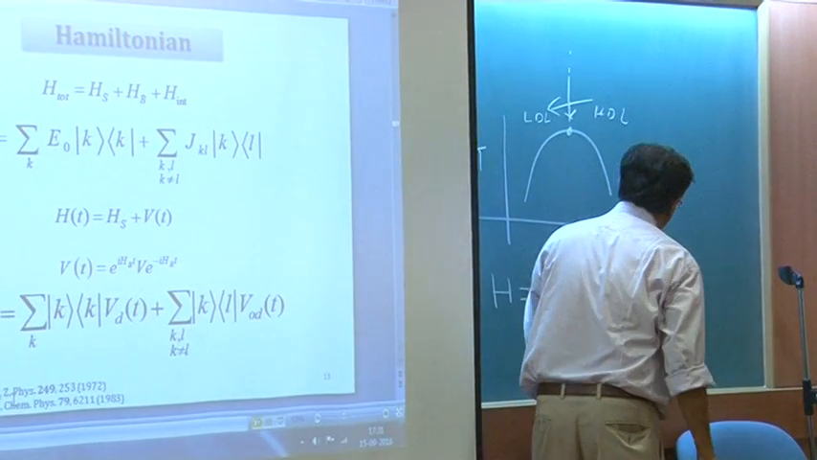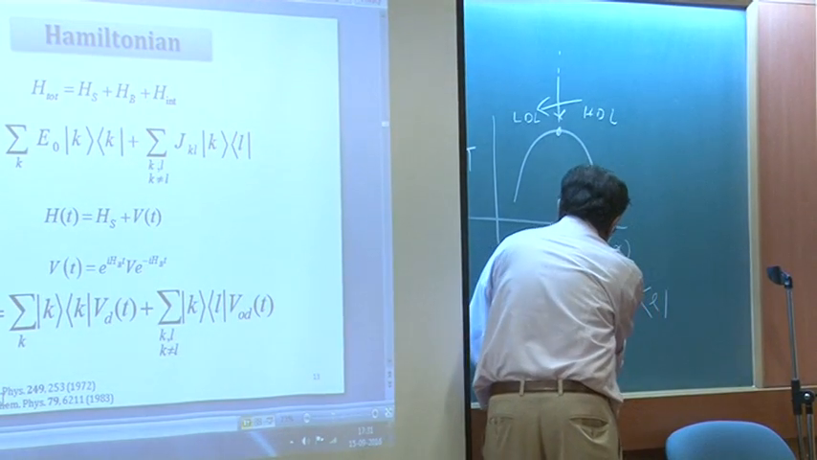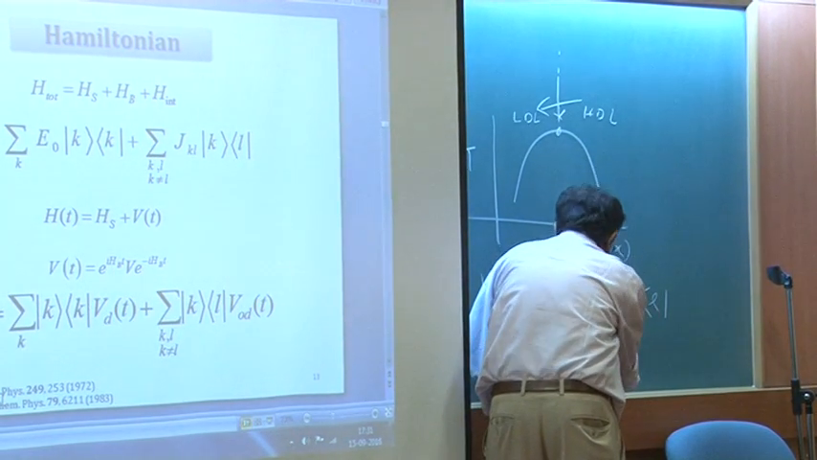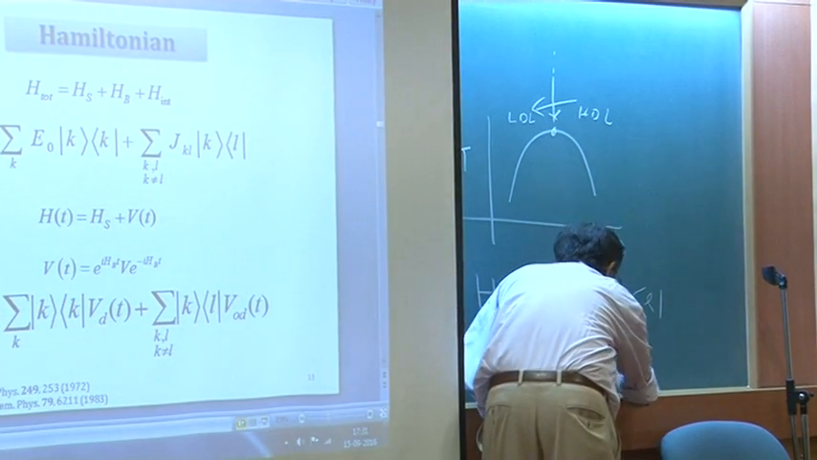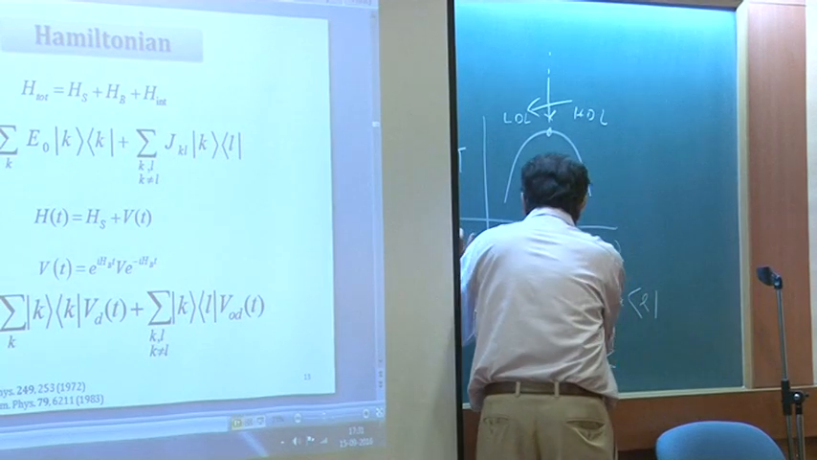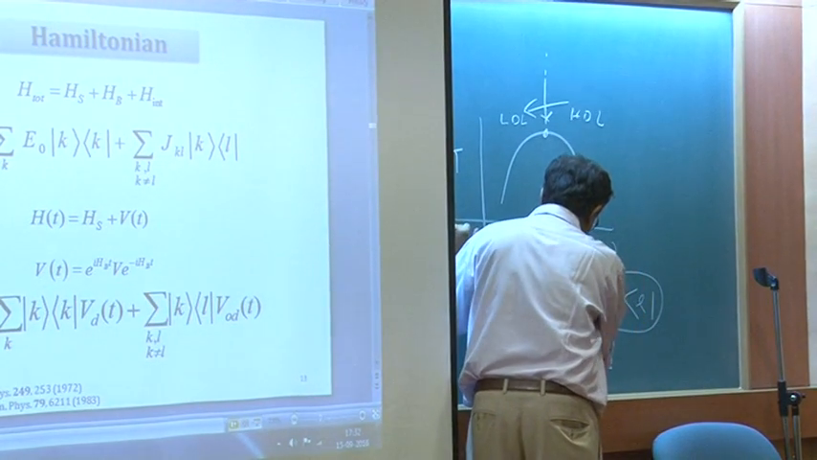Now, one part, say nearest neighbor, is constant, J. The other part is the fluctuating part. That is both diagonal and off-diagonal. So this part is the off-diagonal part, and that is constant.